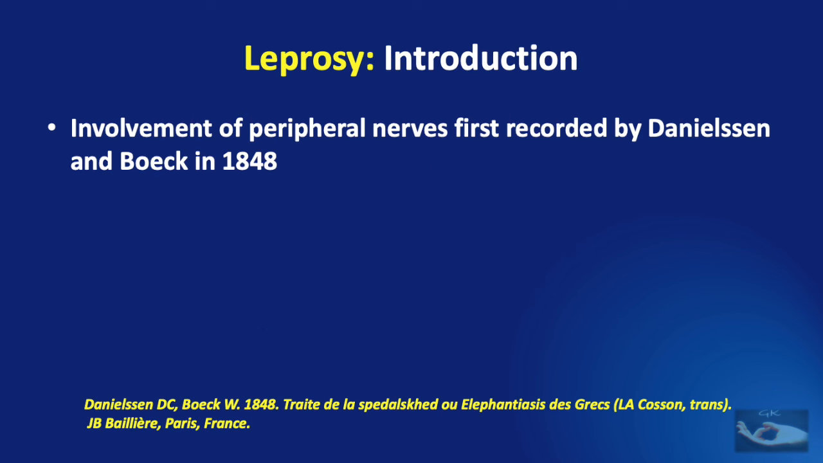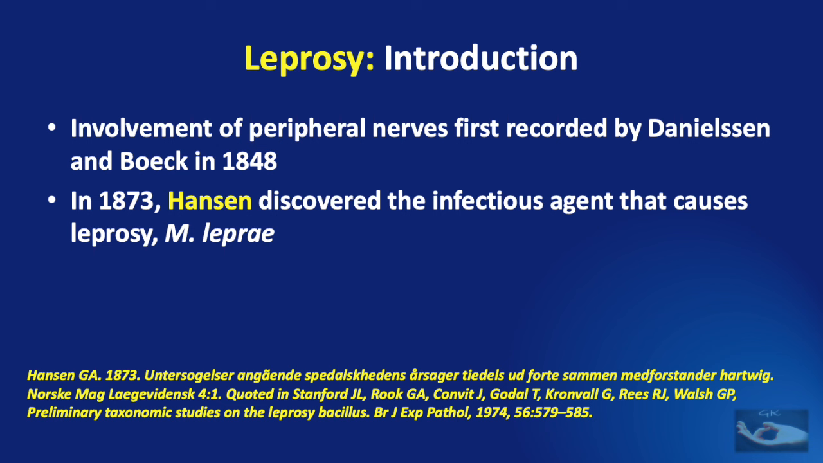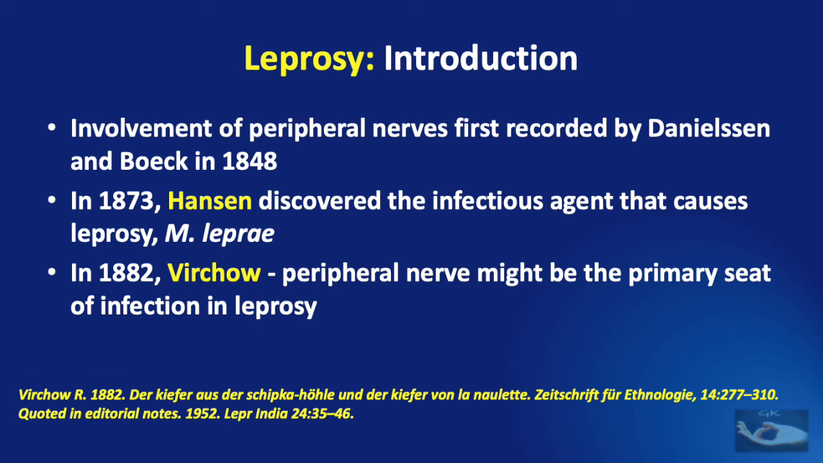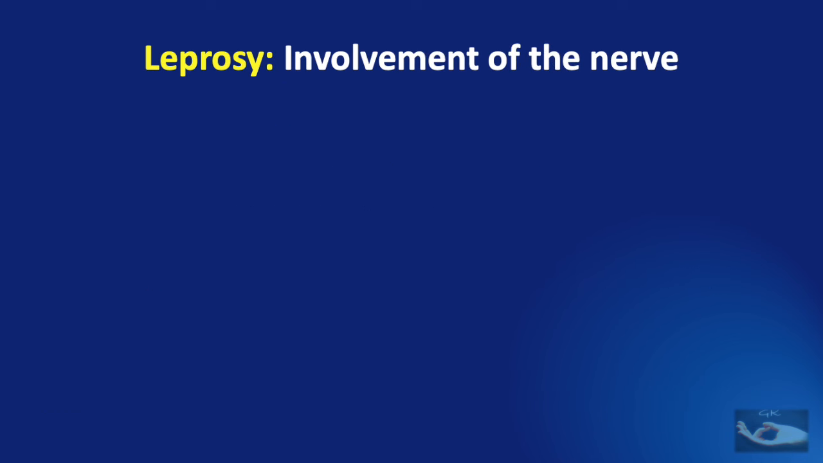The involvement of peripheral nerves in the disease was first recorded by Danielson and Beck in 1848. In 1873, Hansen discovered the infectious agent that causes leprosy, the Mycobacterium leprae. It was in 1882 that Virchow recognized that peripheral nerve might be the primary seat of infection in leprosy. Let us try to understand how leprosy affects the nerve.